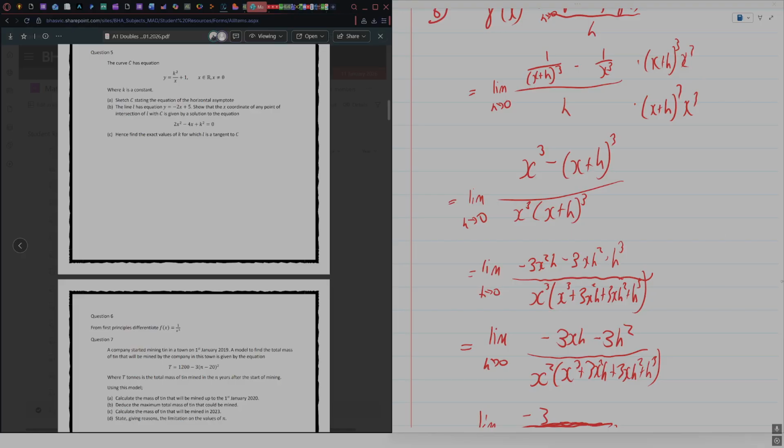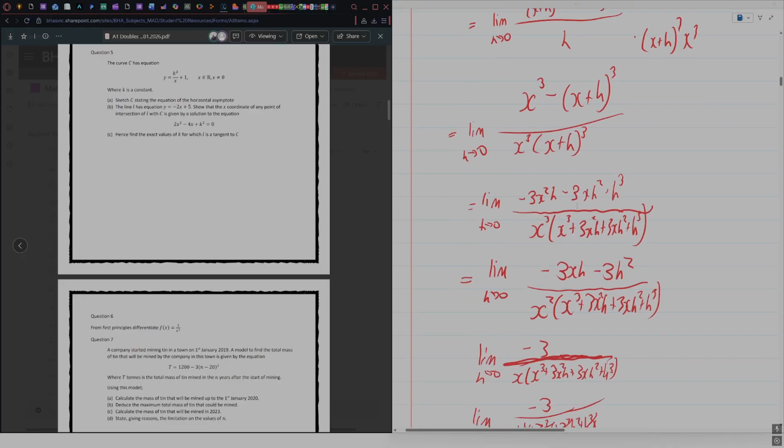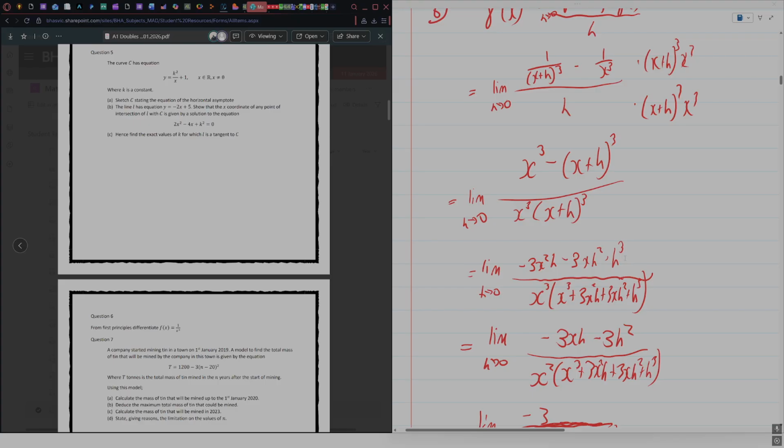But it's 0 over x to the 6, because all these terms will cancel, but the x cubed times x cubed won't cancel, which means that it becomes 0 over x to the 6, which means it just turns into 0. And then what you can do here is, now this h cubed is gone, you can cancel one of the x's from the denominator.